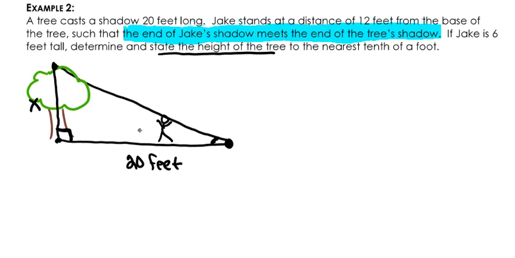So Jake is 6 feet tall. His shadow, we don't know the length of, but we do know that Jake stands at a distance of 12 feet from the base of the tree. So we know that this distance from the base of the tree to where Jake stands is 12 feet. And if this entire distance is 20, and this piece of it from Jake to the tree is 12, we know that the length of Jake's shadow then has to be 8 feet.